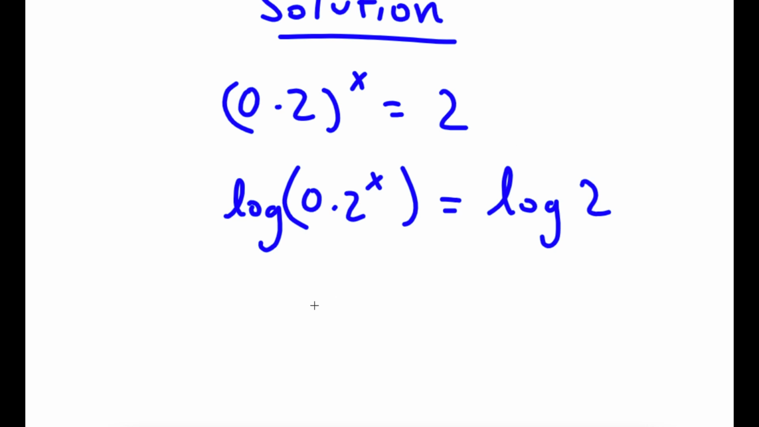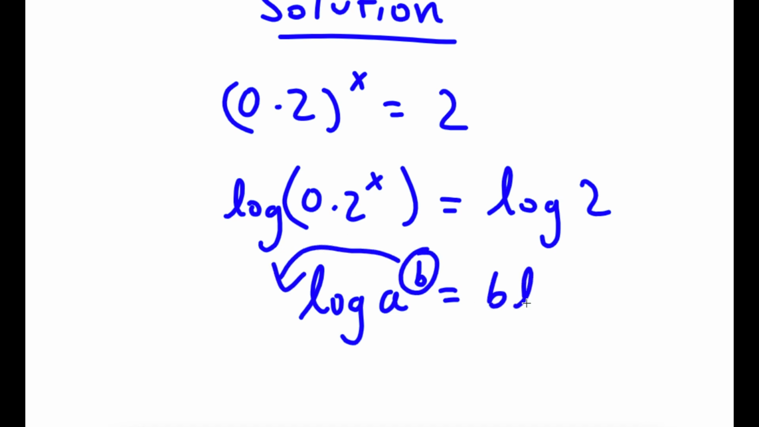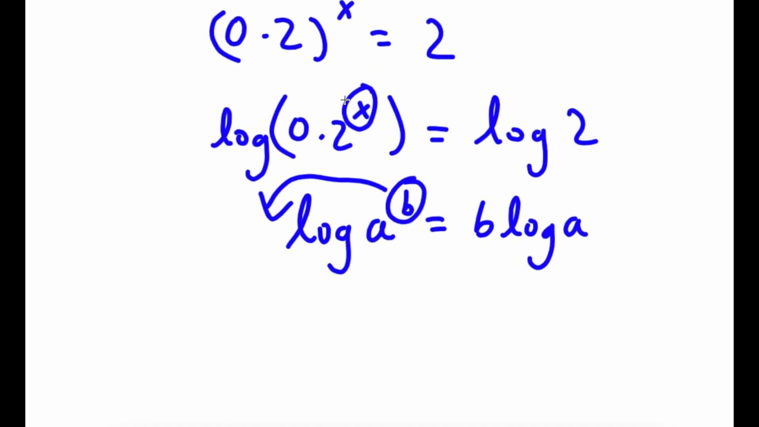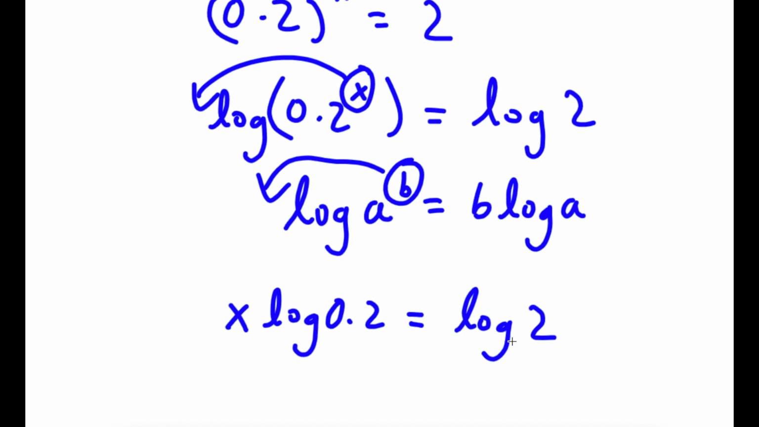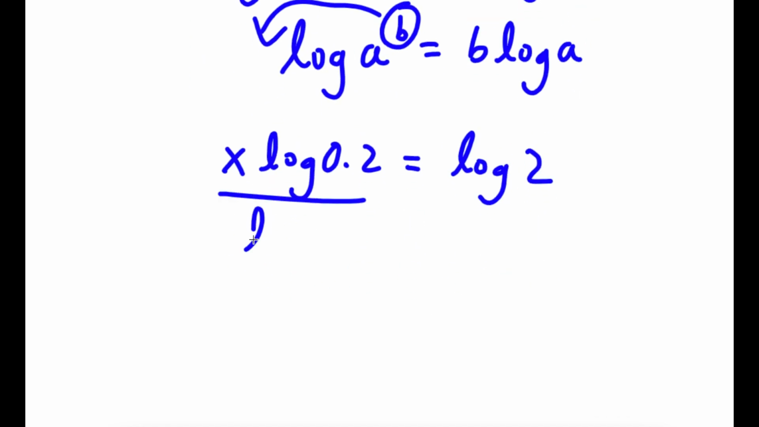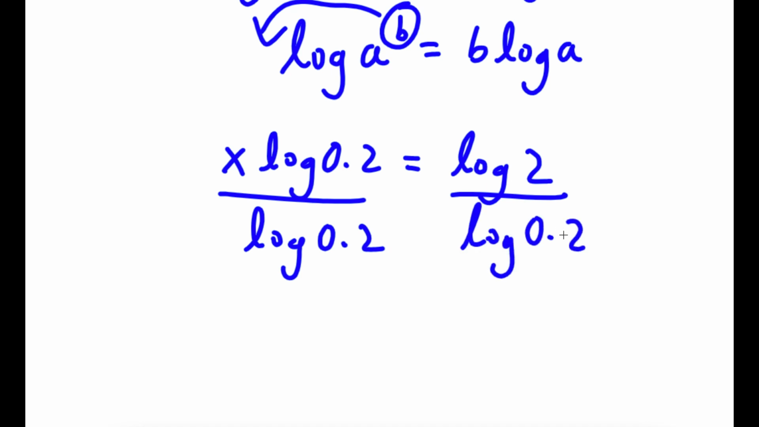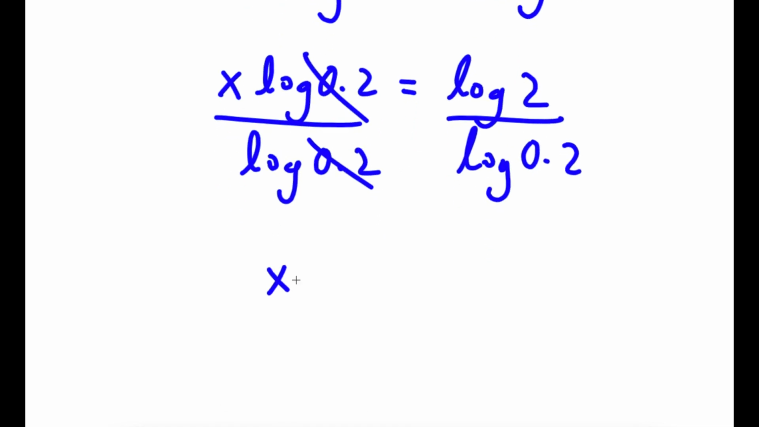And if I have something in the form log a to the power of b, I can actually move this exponent b here to the front. So this can equal b times log a. So in this case, I have log 0.2 to the power of x, and I can move x to the front. So now I have x times log 0.2 is equal to log 2. Now if I divide both sides by log 0.2, these two cancel out, and I get x is equal to log 2 over log 0.2.